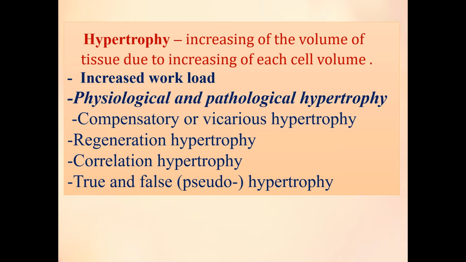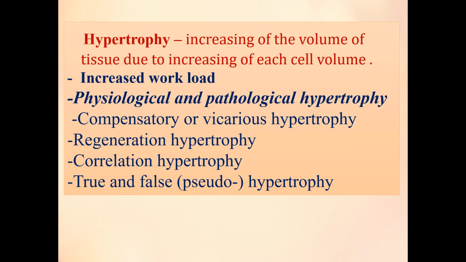And the next is regenerative hypertrophy, which is understood to mean an increase in the remaining healthy part of a damaged or removed organ, such as the liver, pancreas, spleen, and so on. And correlation hypertrophy. This occurs when the activity of one of the functionally related organs ceases. In this case, another organ undergoes hypertrophy. For example, after removal of the thyroid gland, the anterior part of the pituitary gland increases.